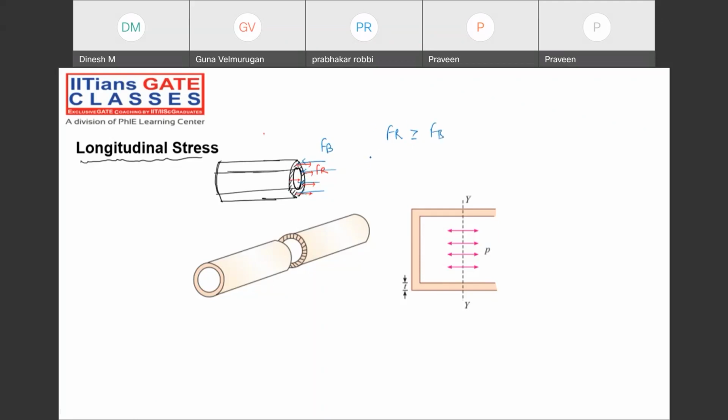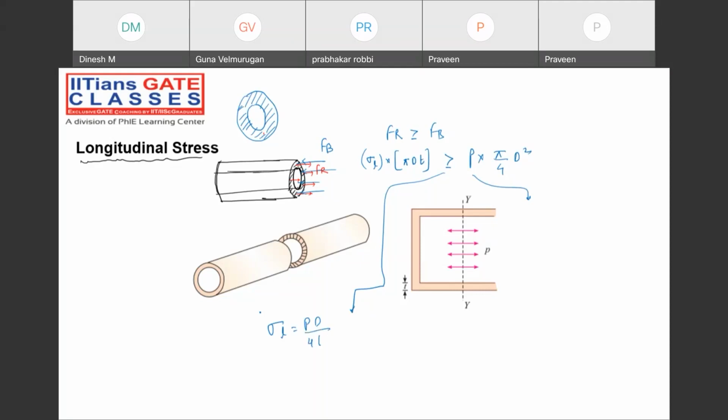And you know that the resisting force will be what? Longitudinal stress into what? On what area is it acting? Can I say pi d into t? Can I say on the pi dt area, that is the area for which the resistance has been offered by the material, that must be equal to the bursting force. Bursting force is what? P into pi by 4 d square. Check it out. So from here, what will be the longitudinal stress? PD divided by 4t. You can also write hoop stress is equal to 2 times the longitudinal stress.